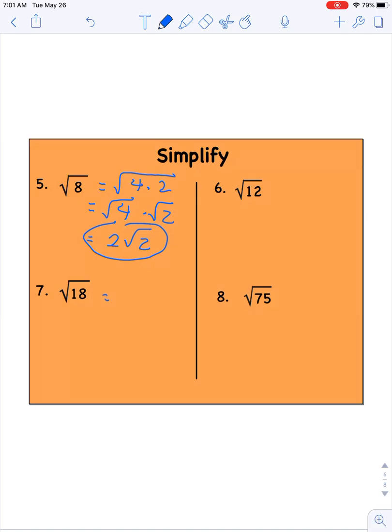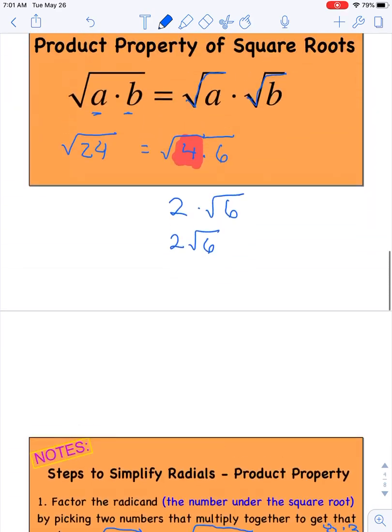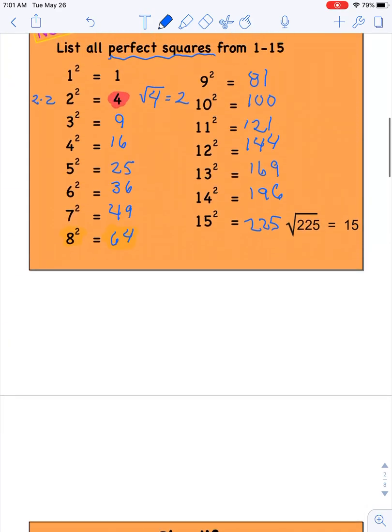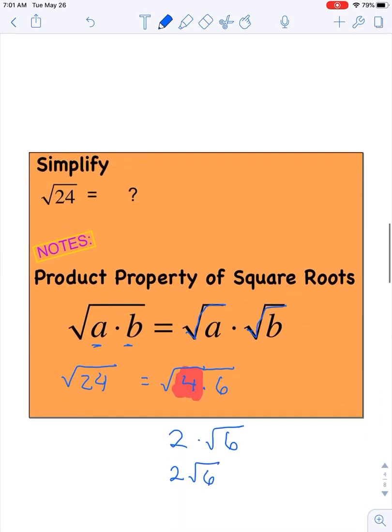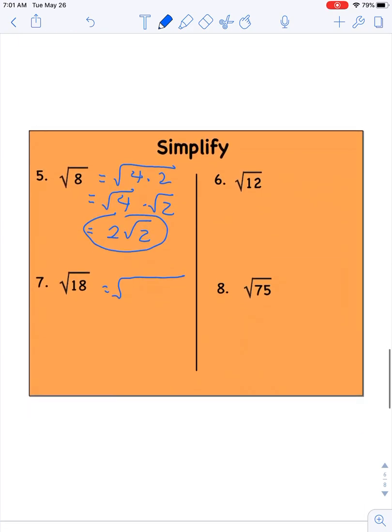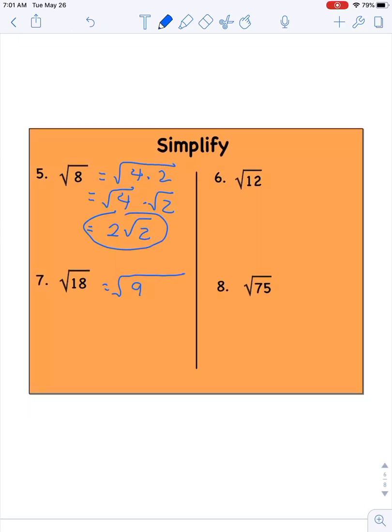Square root of 18. Okay, what goes into 18? Well, 6 times 3. But if you go back to that list, this is why it's so important. Is 6 or 3 on the list? No. So you're not going to use 6 times 3, but what is on the list is 9. So 9 is your perfect square times 2. 9 times 2 is 18. Then we separate, give each number its own square root, and this gives us 3 times the square root of 2, or 3 square root of 2. That's your answer. Okay, you try number 6.